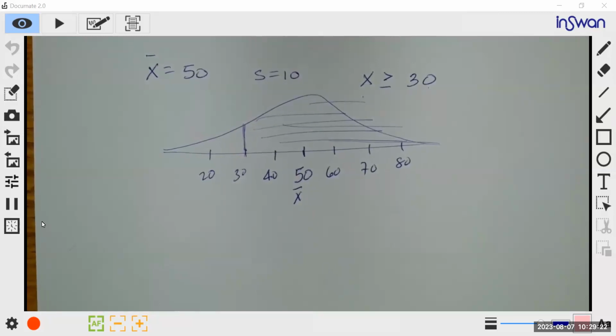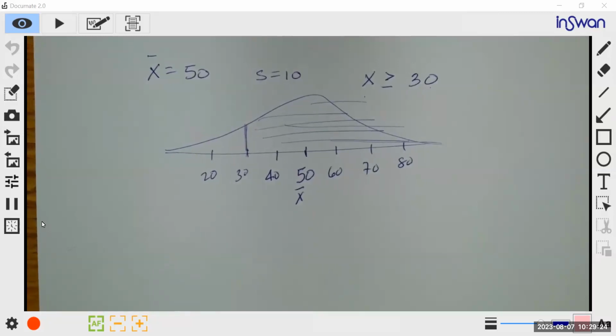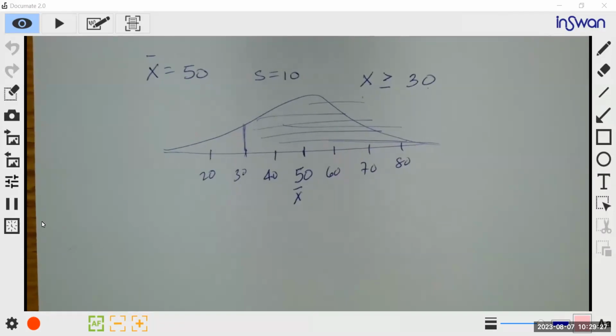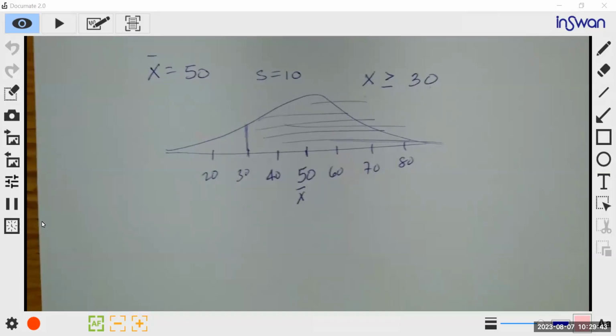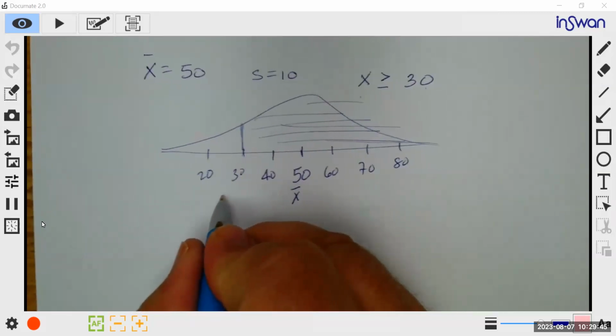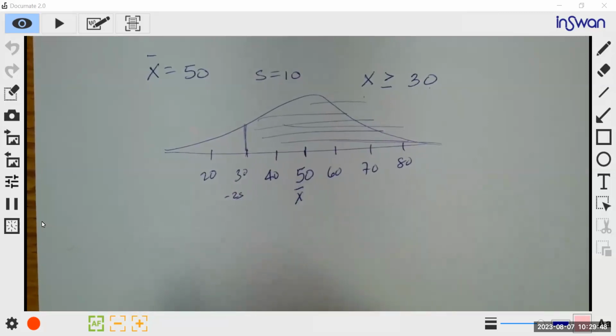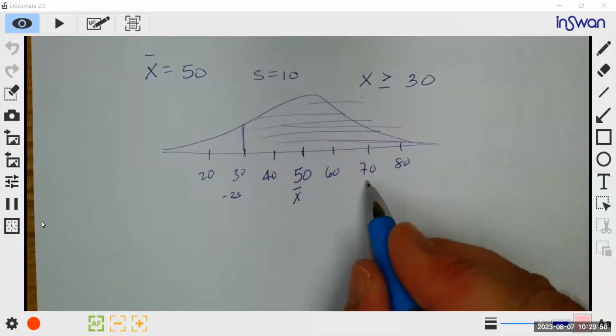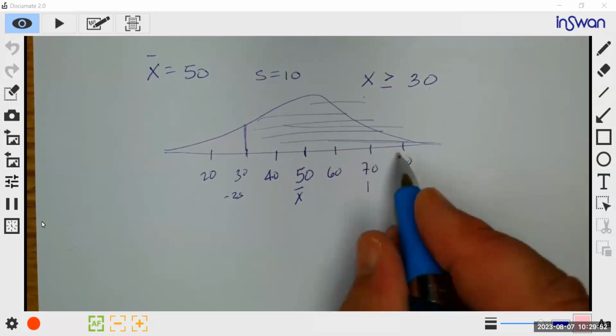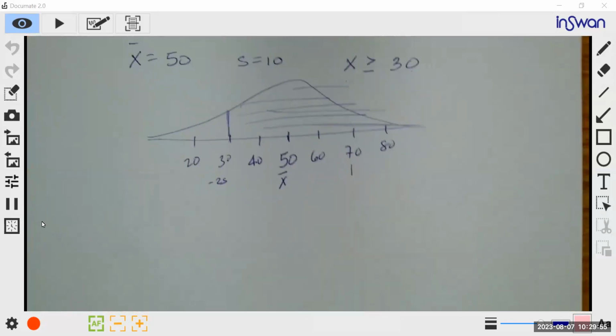Because it is exactly on 2 standard deviations, you could do that. Well, let's check it out. So this is negative 2 standard deviations to the left. We'll see what happens, and then we'll see what you did. We'll check at 70 and see if it's giving us the same answer.